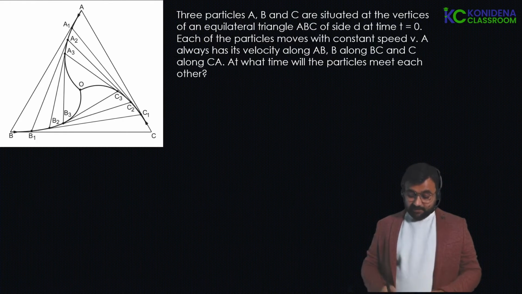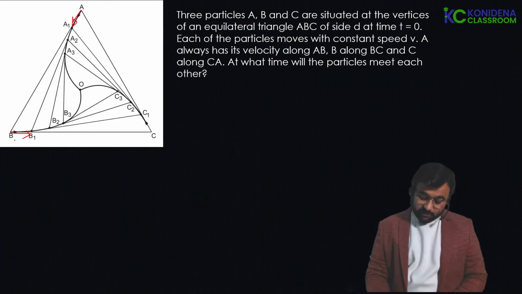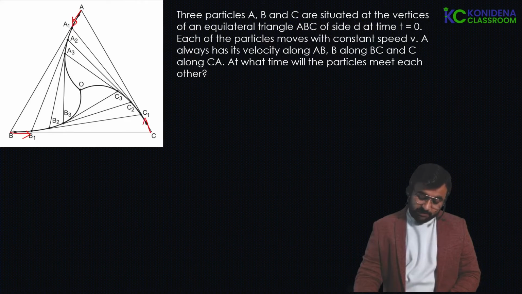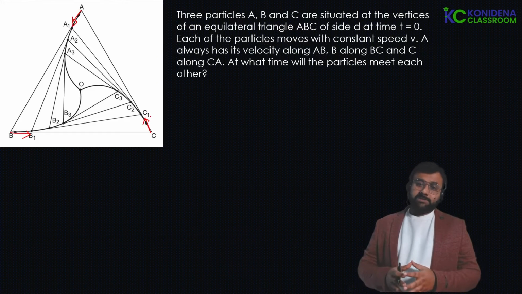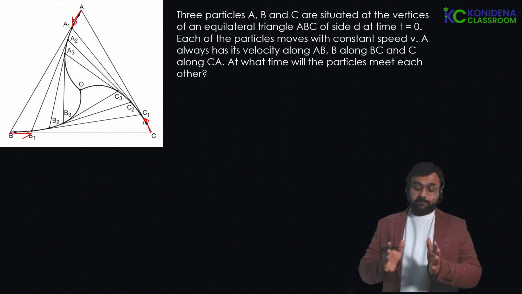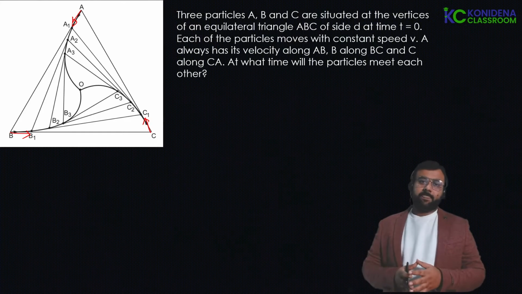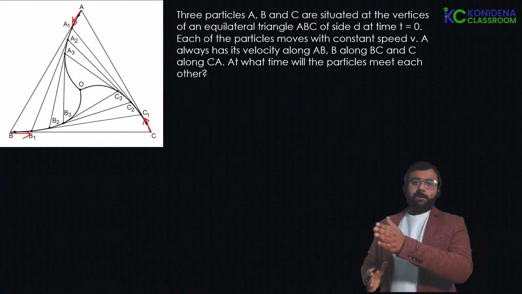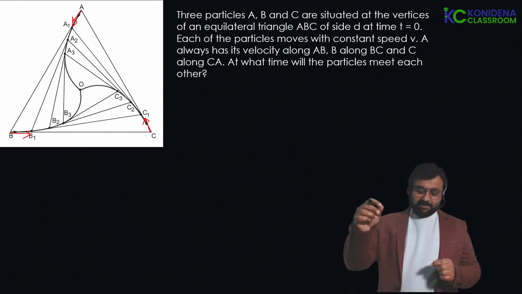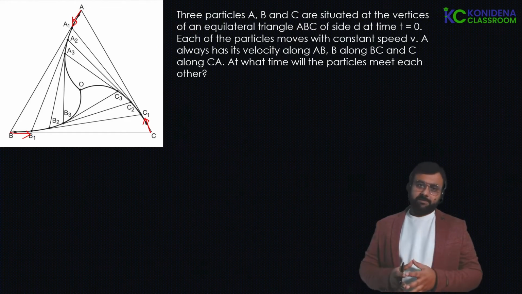So in the diagram that we have here, A is always pointed towards B, B is always pointed towards C, and C is always pointed towards A. When I say pointed towards this and that, it means at that particular moment the direction of velocity of A is towards B, the direction of velocity of B is towards C, and of C is towards A, right? So they are moving on this curved path, and then they are meeting at the center of the triangle. And we need to find out how much time they are taking to meet, right?